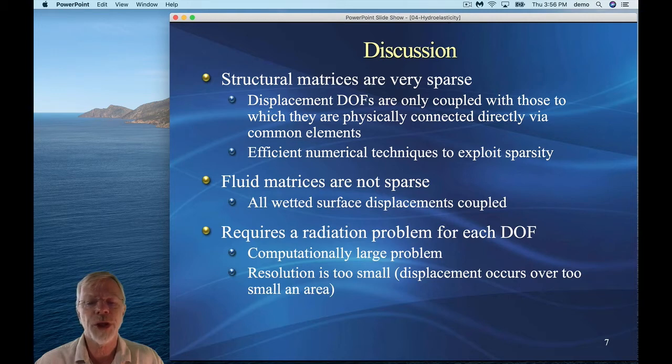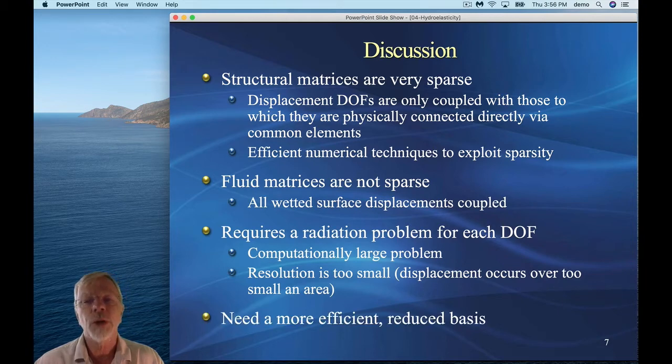In other words, if we're just talking about the displacement caused by a single structural displacement, then that displacement is going to occur over a small area, and the resolution that we would need of the fluid panel mesh would be too high. So we need a more efficient, reduced basis, and the logical one to choose are the dry normal modes, because they have a long history of being used for this purpose. Most people doing hydroelasticity do use the dry normal modes.